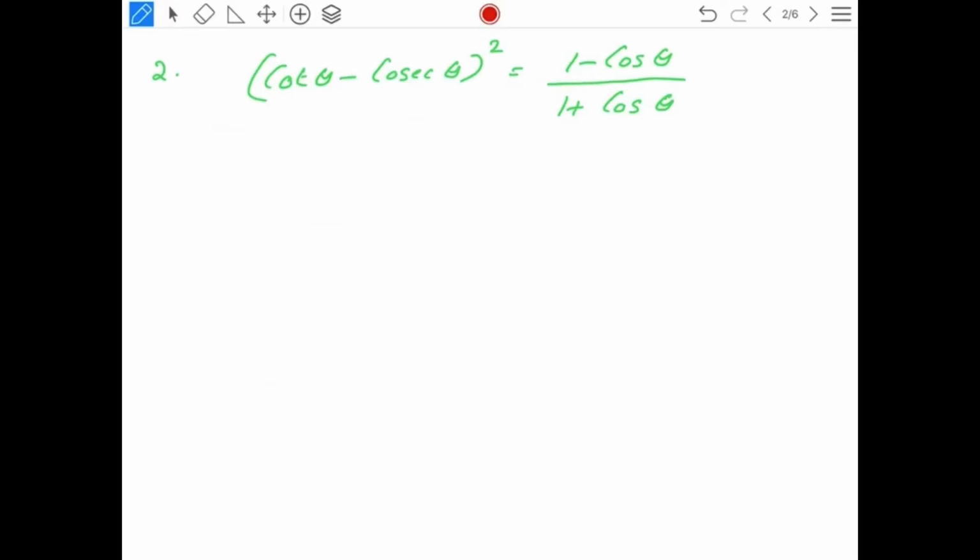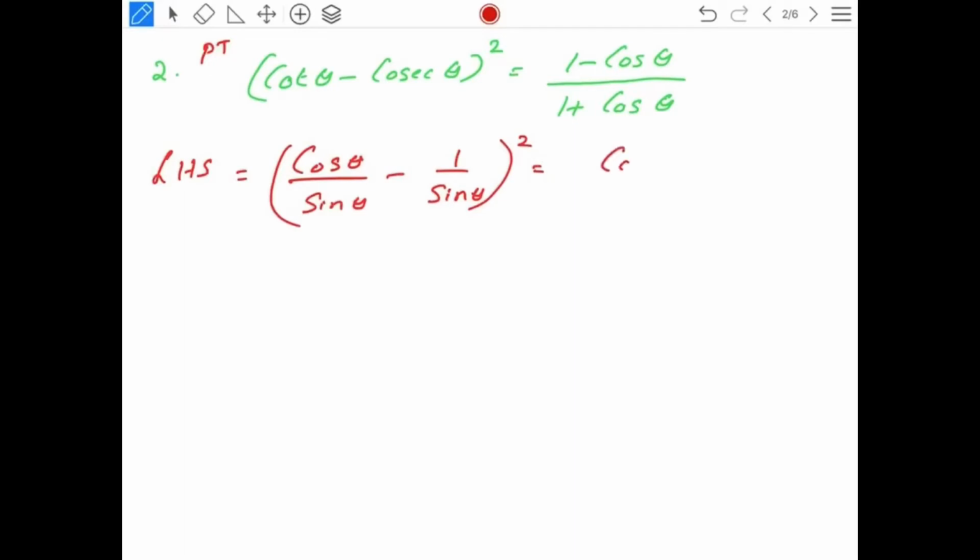Here, cot theta minus cosecant theta the whole squared is equal to 1 minus cos theta by 1 plus cos theta. You have to prove. So we'll again start with LHS. Here it is cot and cosec that are given, so you have to convert it into sin and cos. So cos theta by sin theta minus cosecant theta, which is 1 by sin theta, the whole squared. That is equal to cos theta minus 1 by sin theta the whole squared.